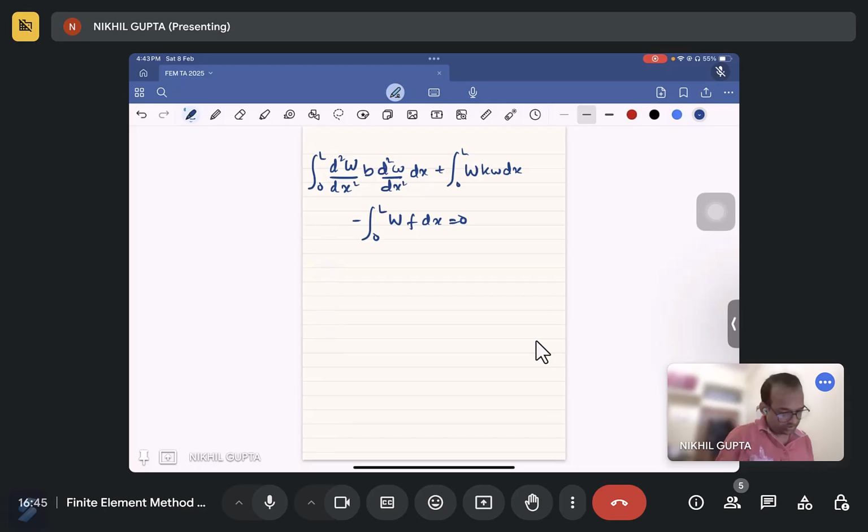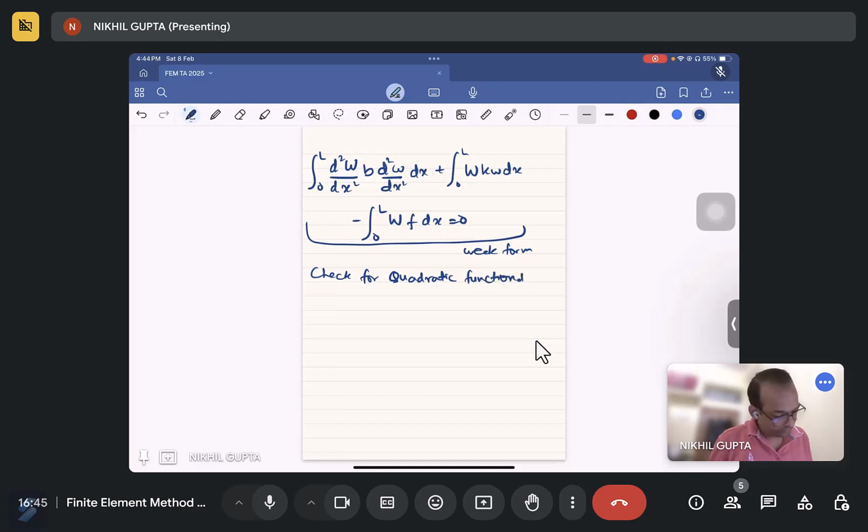Now we have to discover the solution of the weak form. Now we can check with the quadratic functional. For that, capital W should be equal to delta W. This can be, capital W should be equal to small w. So let's apply this in the weak form.